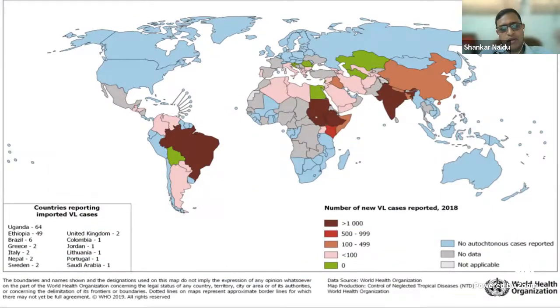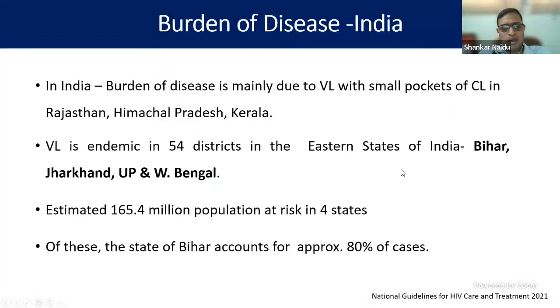So this map shows the countries with highest burden of visceral leishmaniasis. As you can see, dark brown indicates more than 1,000 cases reported during 2018. And India is one of the countries where more than 1,000 cases have been reported in 1 year. However, we need to remember that the burden of this disease is not uniform throughout India.